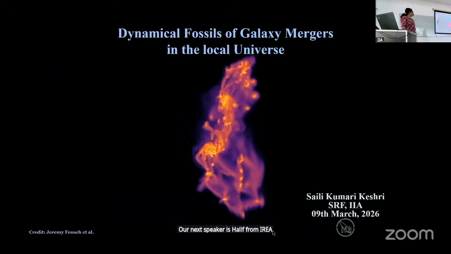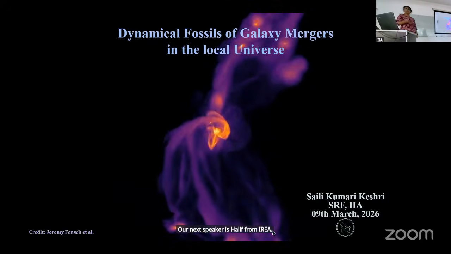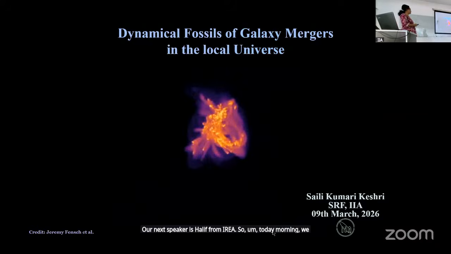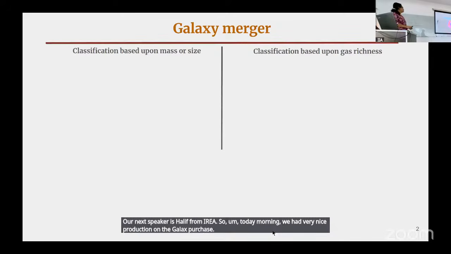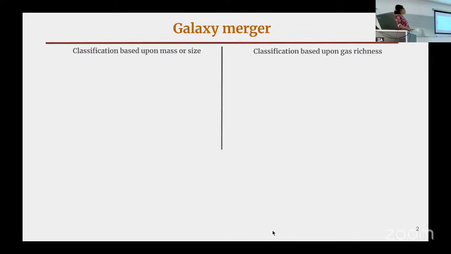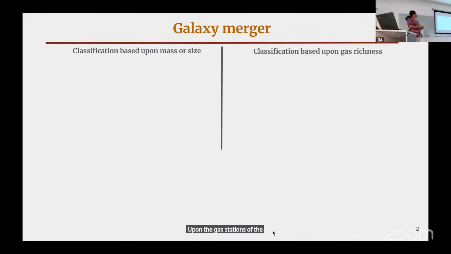Hello everyone, I'm a PhD student here at IIA. So this morning we had a very nice introduction on galaxy bulges. Galaxy mergers are classified based upon the masses of the galaxies that are being merged, and another classification is based upon the gas richness of the galaxies that are being merged.